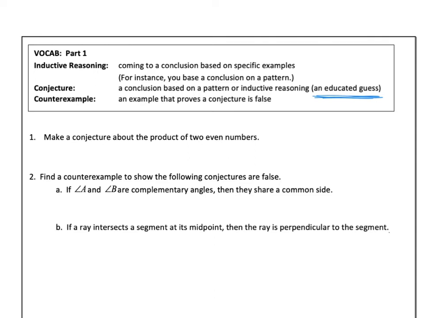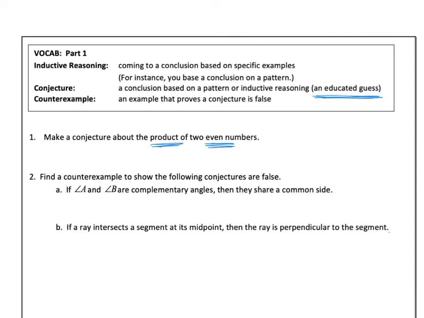And I think the best way to learn this stuff is just to try some. So number one, make a conjecture about the product of two even numbers. So think about this for a minute. Product means multiply. So if you multiply two even numbers, can you make a conjecture? Can you make an educated guess about what would happen? If you're thinking the product of two numbers is going to be another even number, I think you're right.